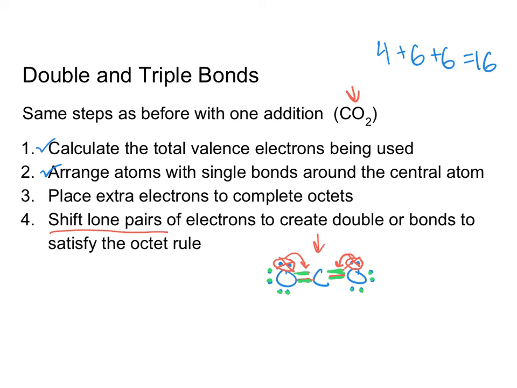So I'm going to go ahead and redraw this. When you are doing this, guys, please don't leave your molecule looking like this with stuff crossed out and everywhere. Rewrite your molecule so that it looks presentable. So I have carbon in the middle, double bonded on either side to 2 oxygens, and those oxygens each have 2 lone pairs. So there's my final molecule.